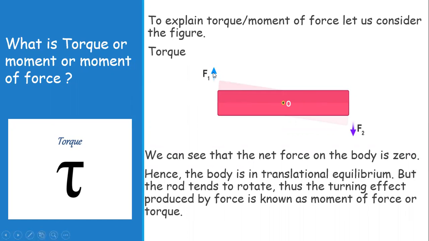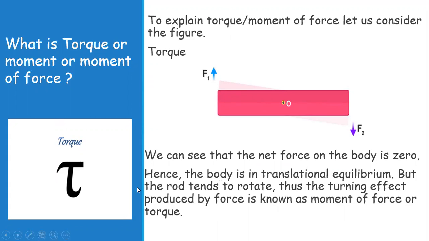In this figure, you can see that this is the force F1 acting, and a force of the same magnitude, F2, is acting in the downward direction. These are two unlike parallel forces. The algebraic sum of these two will be 0 because they are acting in opposite directions. So we see that the body is in translational equilibrium, but again it will rotate. It will not remain in this straight condition; although it is in equilibrium, it will start rotating. This is clockwise. It rotates clockwise.